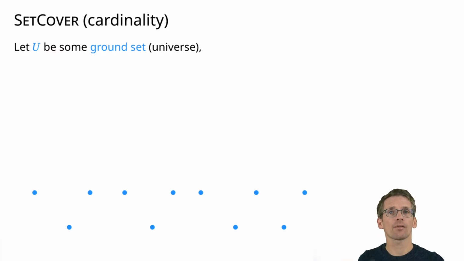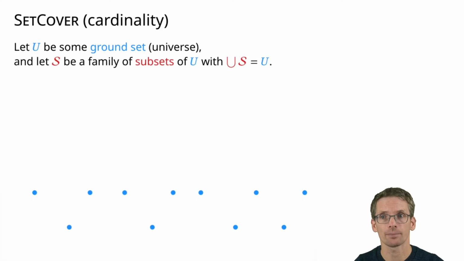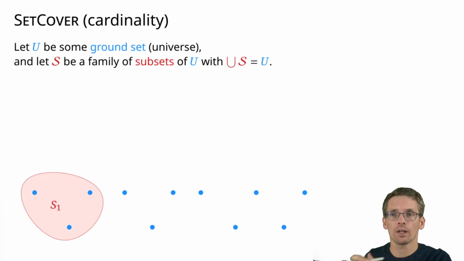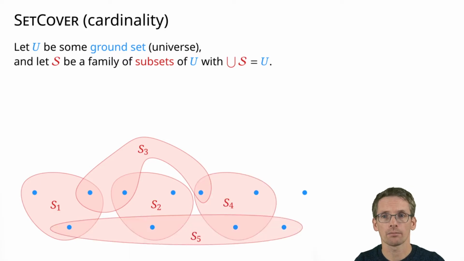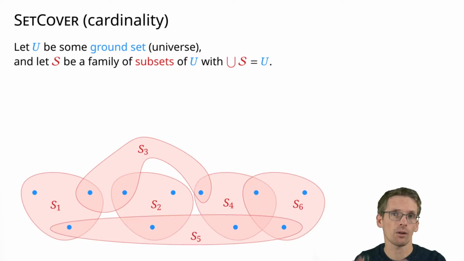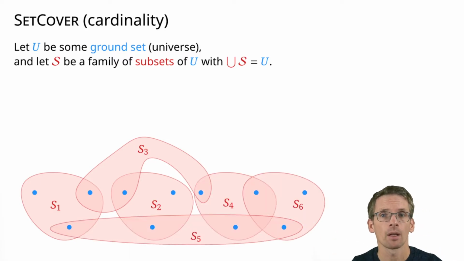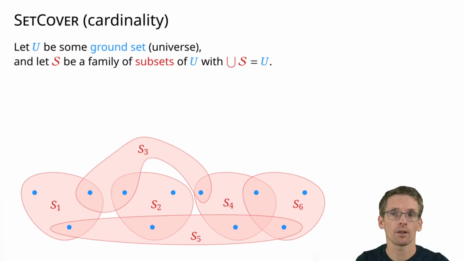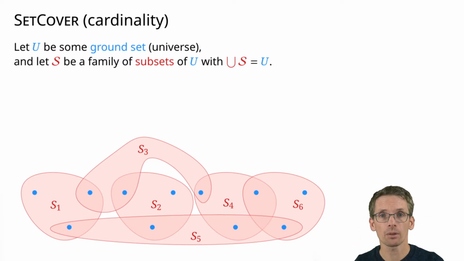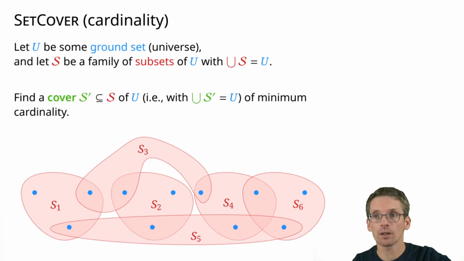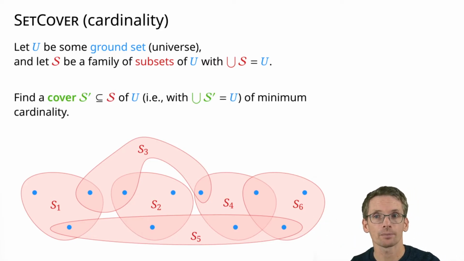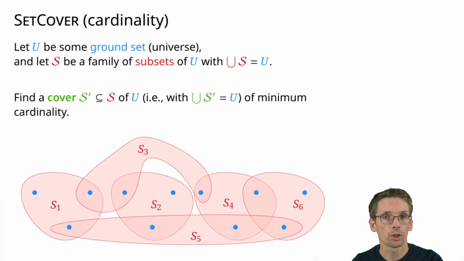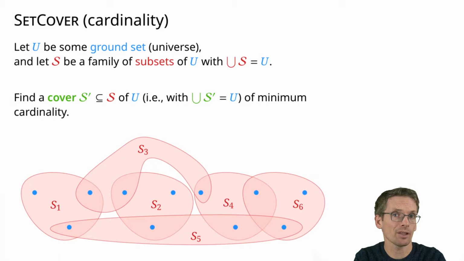Now we have a family of subsets. So for instance, we have the sets here S1, S2, and up to S6. So this is now our family of subsets. And they should jointly cover all of the points. And we're now interested in a cover, which is a selection of these subsets which cover all points.